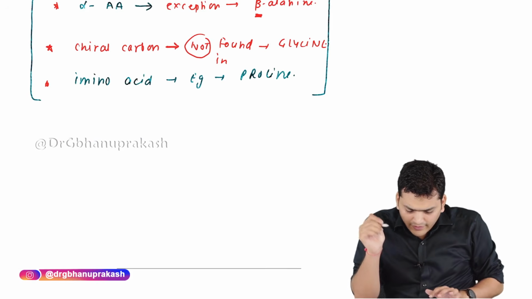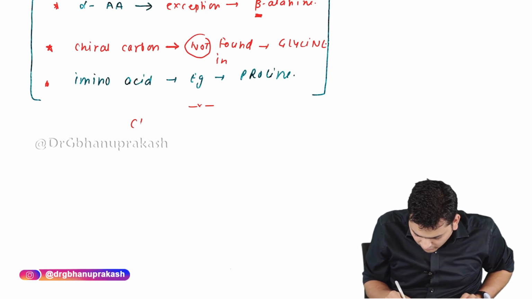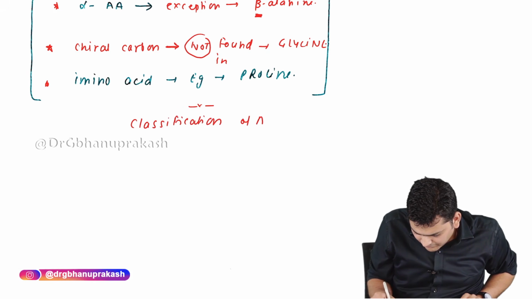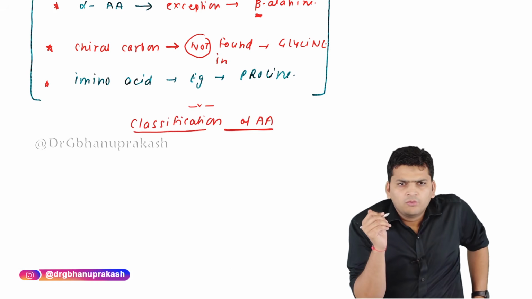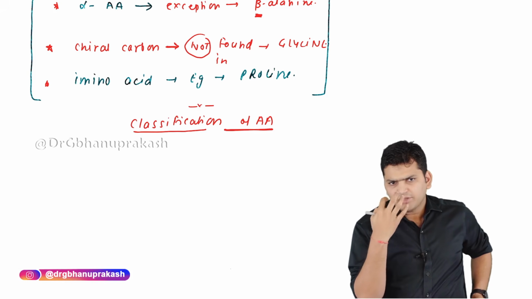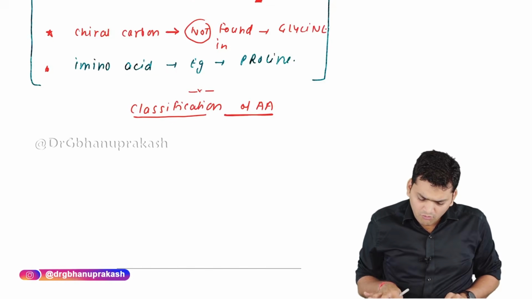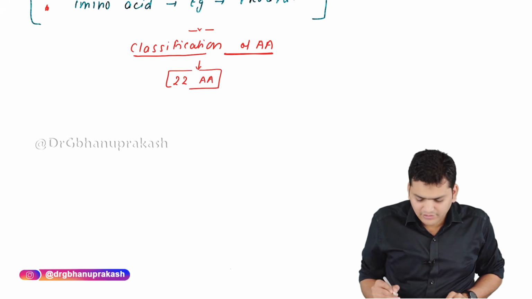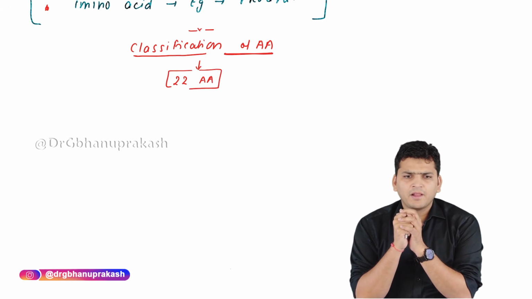Now coming to the very important part of the chapter on amino acids, and that is the classification of amino acids. To do the classification of any group, first we need to understand how many amino acids we have. Earlier we had 20 types of amino acids. Now recently 2 more amino acids have been added, and now we have a total of 22 types of amino acids, and we need to classify these 22 amino acids.